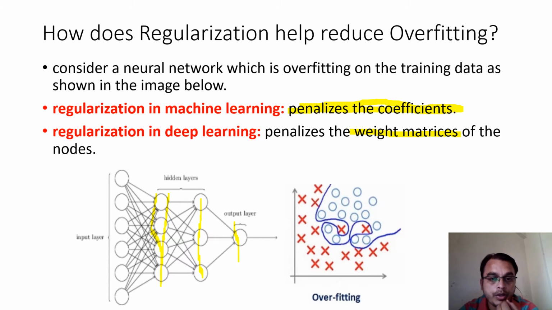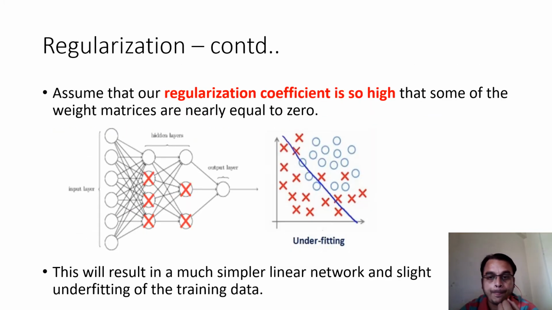So what we are doing is adjusting the weights in such a way that once the model has been trained, it avoids overfitting. Now, regularization, how to do that? Assume that the regularization coefficient is so high that some of the weight matrices are nearly equal to 0. So it's like a dropout mechanism, but how to do the dropout? There is a particular method.